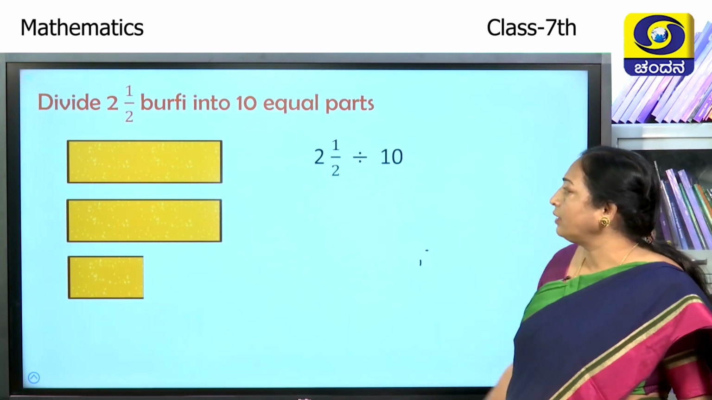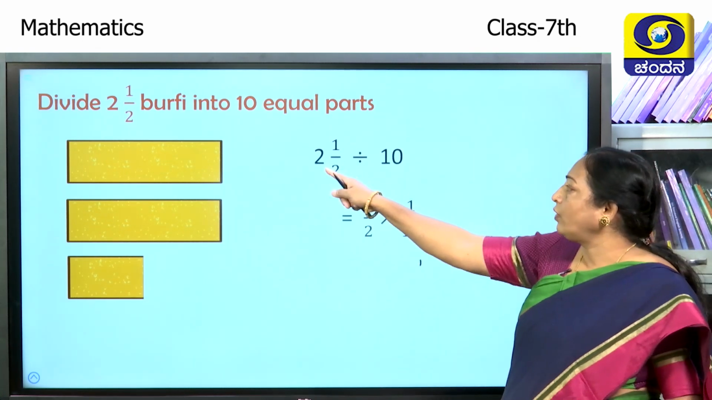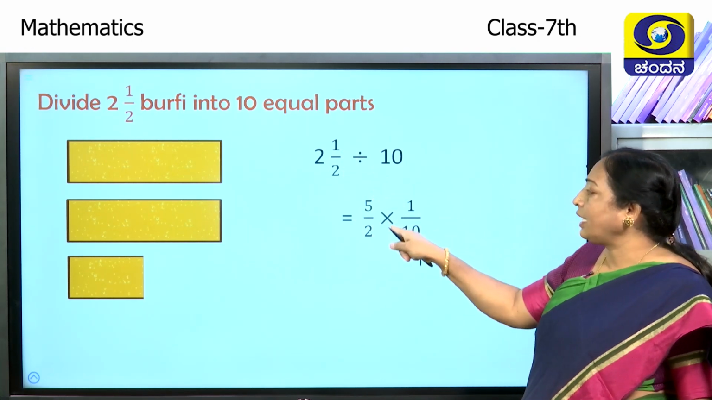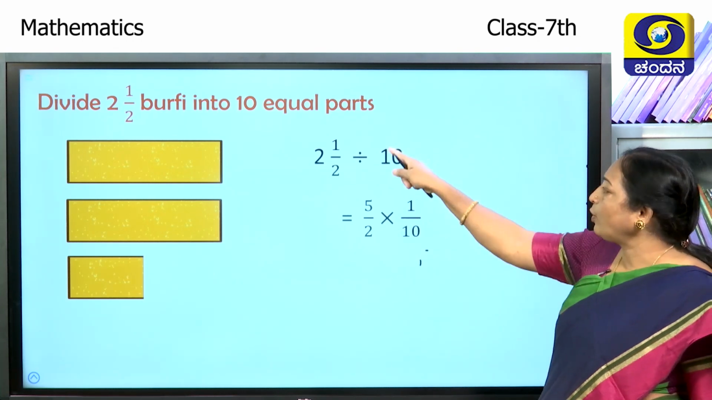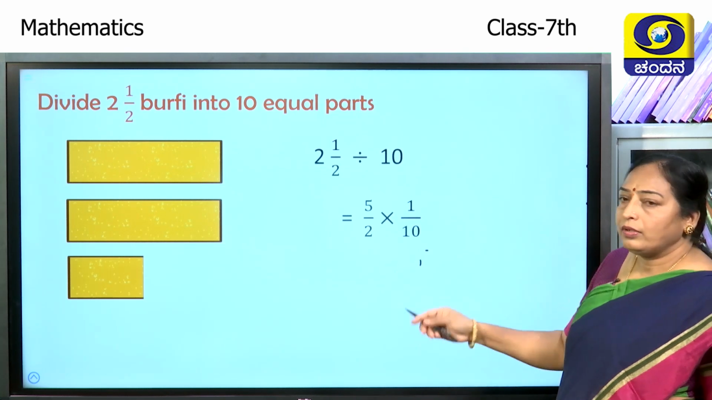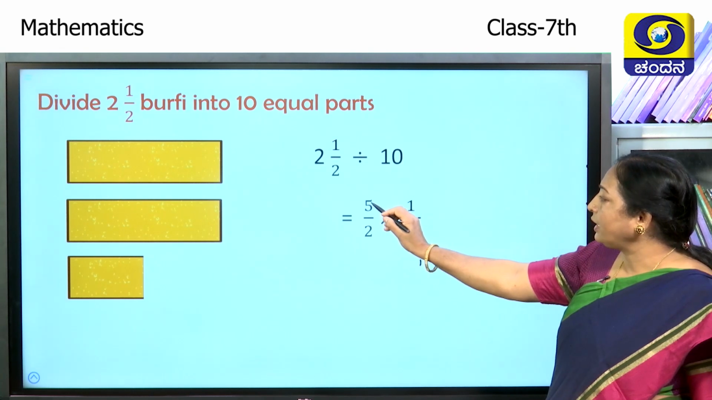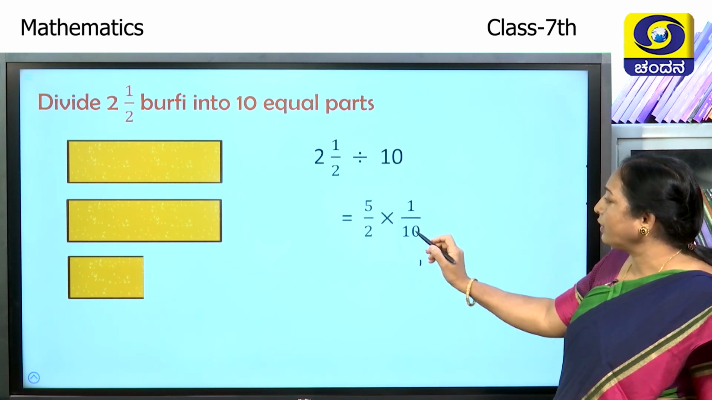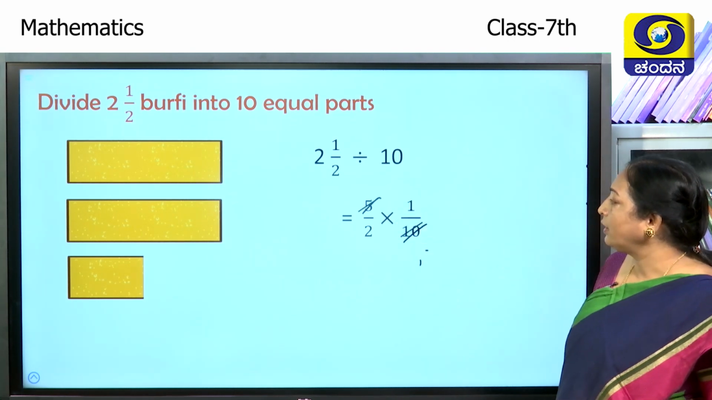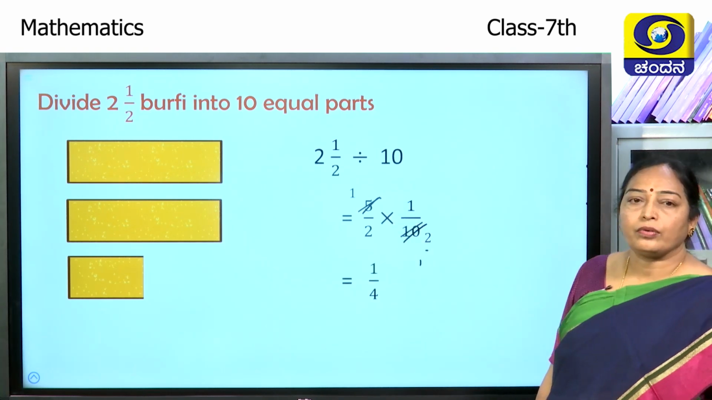2½ divided by 10. Already we know how to write it as an improper fraction. 2 2s are 4 plus 1, 5, so 5 by 2. Here the division sign is changed as multiplication. The reciprocal of 10 is written as 1 by 10. So, in the numerator there is 5, in the denominator 10. Both are divisible by 5. 5 ones are 5, 5 twos are 10. Therefore, we will get 1 by 4.